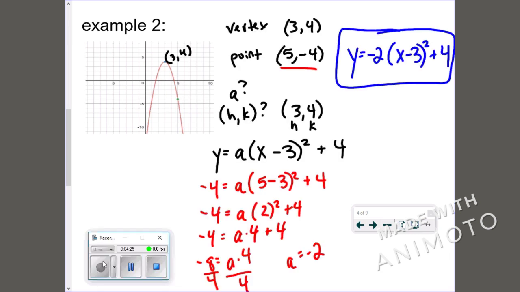There's all of the work you need for this example. Again, we need to know what A is, what HK is. We're given HK by our graph, so we walk through it here, and you end up with this blue equation. If you have questions or don't understand how, again, ask someone around you or ask the sub, and they might be able to help you out.